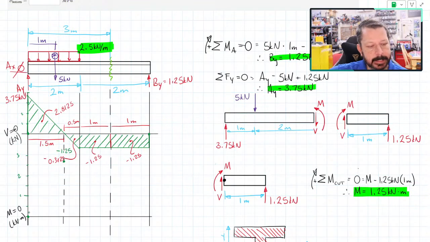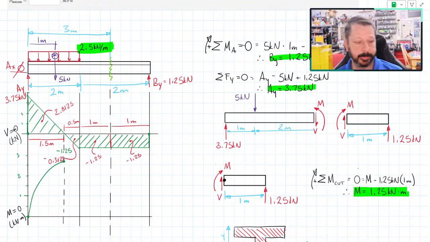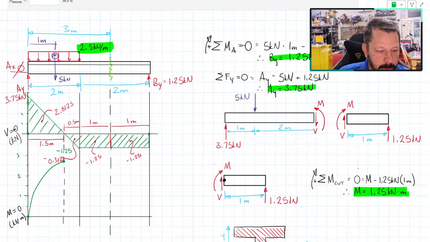Now, this is a constantly changing shear force. It starts out a large number and it goes to 0. That means the slope in the moment diagram starts out steep, a large number, and then goes to 0, which is horizontal. So it's going to do something like that. That may be exaggerated, but it's something like that shape. And then we've hit our peak.